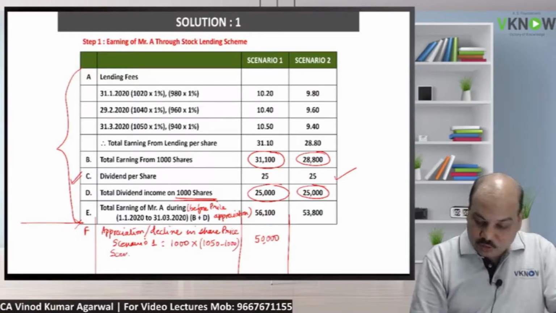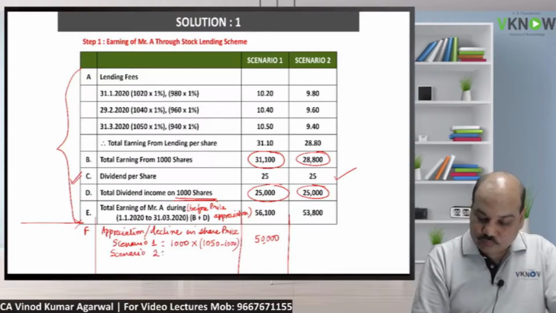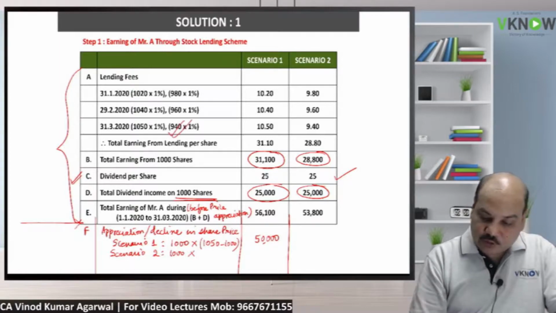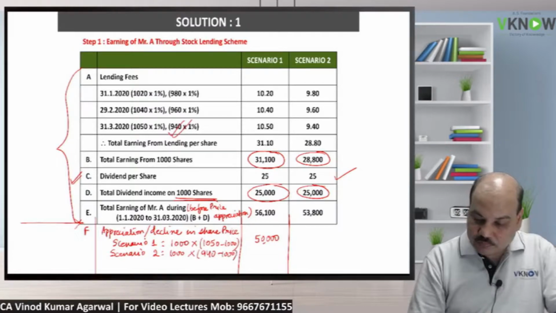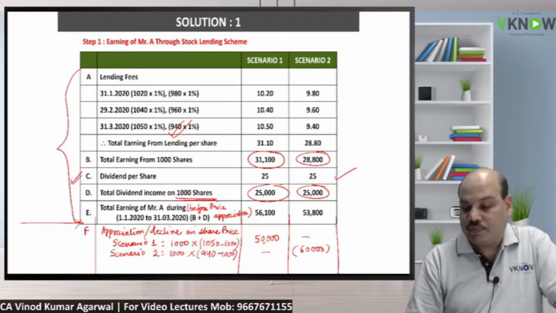In scenario 2, 1000 shares, but there is a loss. The price is 940 now. So 940 minus 1000. There is a loss of 60,000 rupees here because the price has gone down.